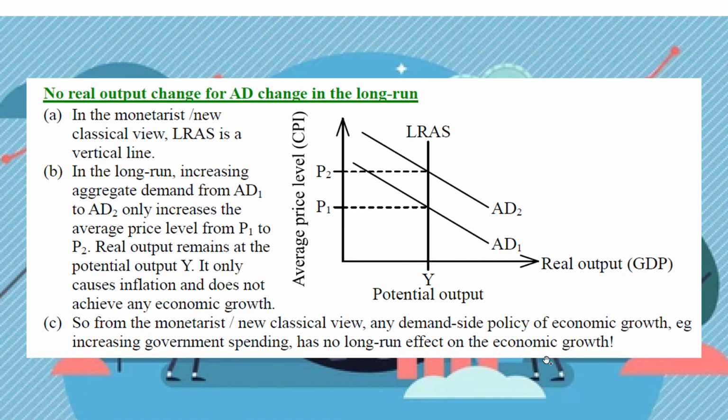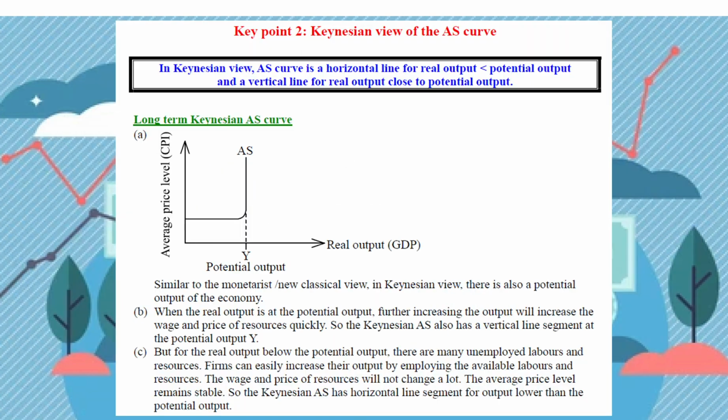But actually, it works, okay. So we need to change to another model, and we call it the Keynesian view of the AS curve. In the Keynesian view, the AS curve is a horizontal line for real output less than potential output. The same explanation from the point of view of employment, and a vertical line for real GDP when real output is close to the potential output.